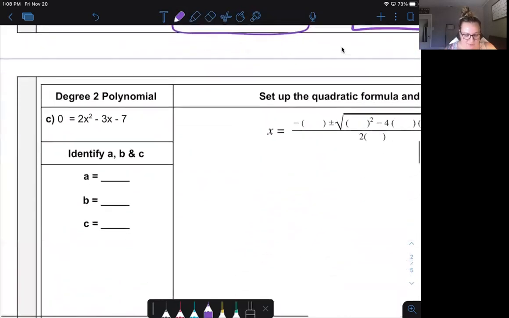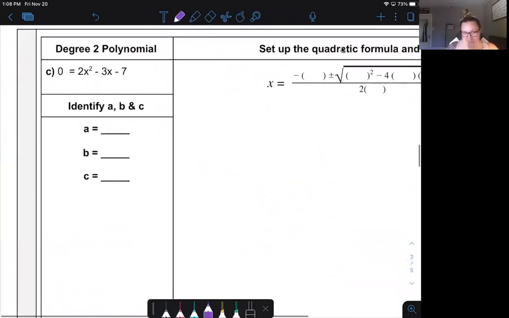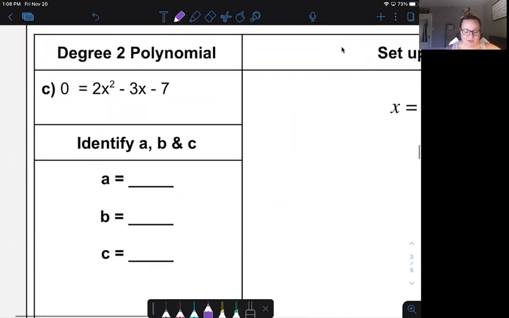So now let's try one more on your own. This example is 2x squared minus 3x minus 7. Identify A, B, and C, plug them into your quadratic formula, and see how far you can get on your own. So press pause and then press play when you're ready to check your work.